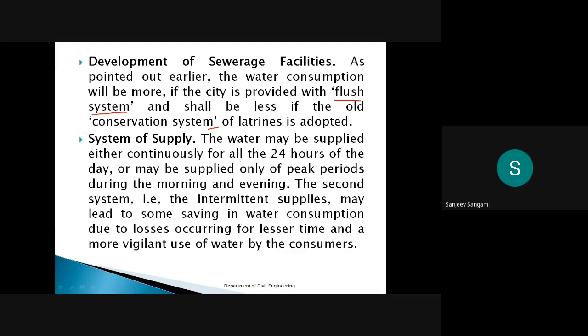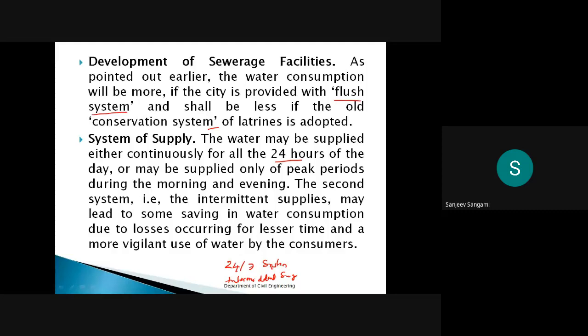The next factor is the system of supply. The water may be supplied either continuously for all 24 hours of the day, or only during peak periods in the morning or evening, which is the intermittent supply. There are two types of systems: one is the 24 by 7 system and the other is the intermittent supply. So if you are providing 24 by 7 supply, what will happen? If you are providing intermittent supply, what will happen?